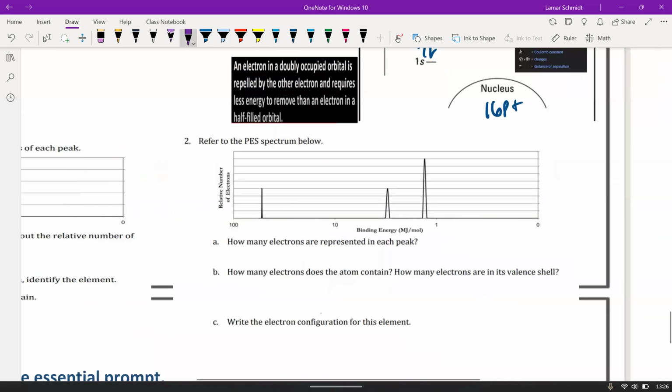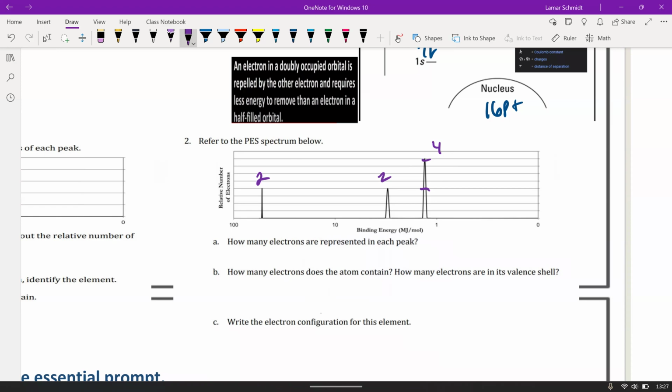All right, we go to this next one. How many electrons are represented in each peak? How many here? 2. How many here? 2. How do you know? They're the same height. So 2 is marked by 4 lines, so this is 8 lines. How many are here? 4. You see how it's just double? Wow, that wasn't hard. So how many electrons does the atom contain? You can add. You can get this. 8. All right. 2 plus 2 plus 4.